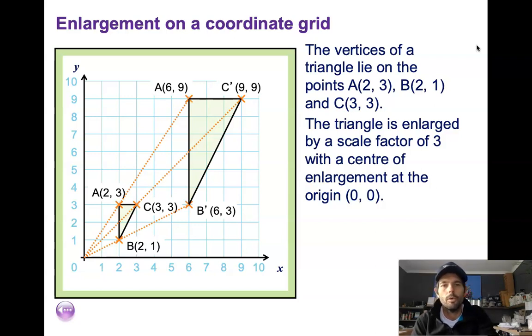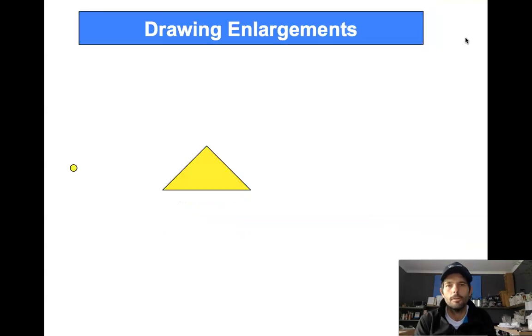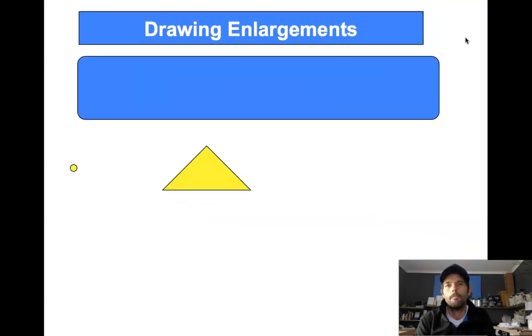Right, let's have a look at some more examples of drawing enlargements. You can see how they've given us a point of origin, and it's just a recap of how you would measure from that yellow point of origin to the original vertices of the smaller shape, and then double it, or triple it, according to the scale factor to create the new vertices of the enlarged image.